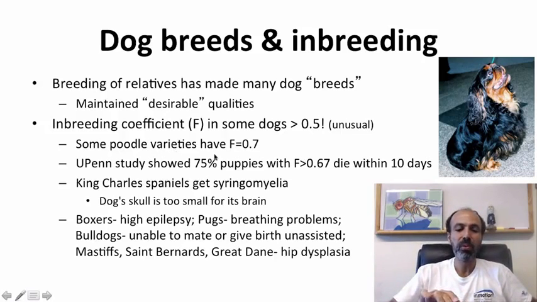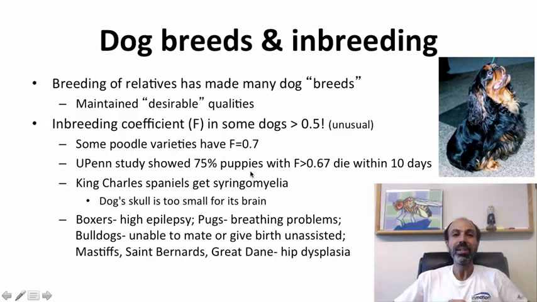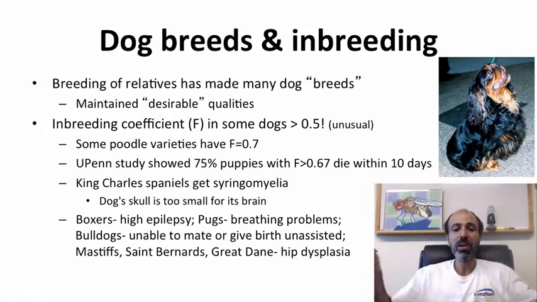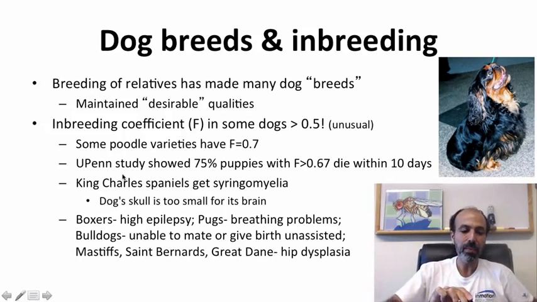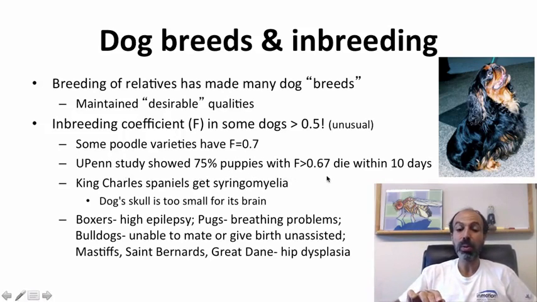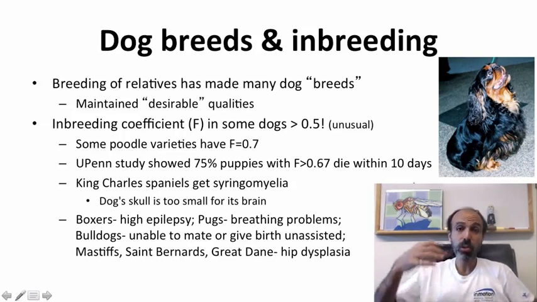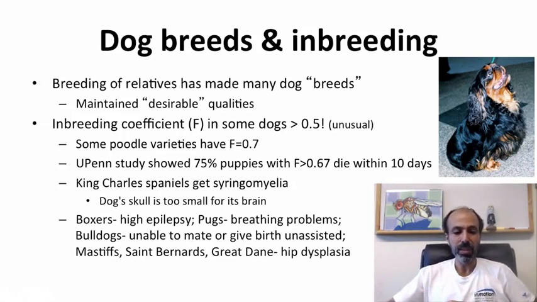In fact, there are some poodle varieties that have an F of 0.7. That is huge. At this point, you're seeing almost no heterozygosity retained. And a UPenn study showed that 75% of puppies that have an F greater than 0.67 die within 10 days. So there's a huge detrimental effect associated with this.